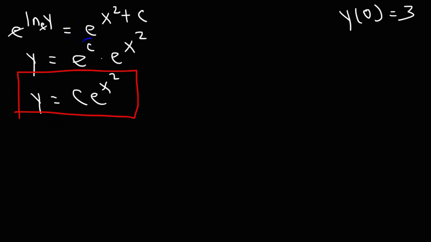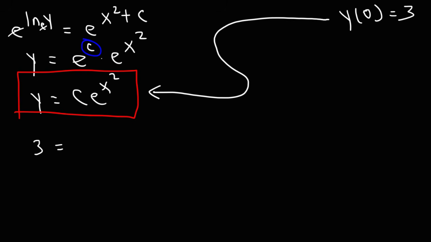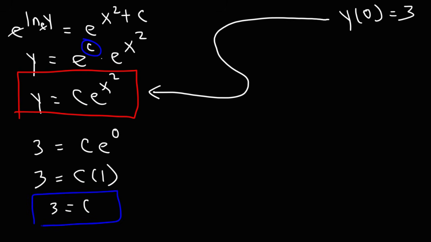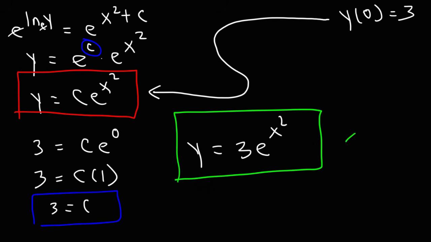Just so you know, this c is different from that c. They're not the same. So you can think of this as lowercase c and maybe that as uppercase C. Now let's plug in our initial value. y is equal to 3, x is equal to 0. Anything raised to the 0 power is 1. So therefore C is equal to 3 in this example. So the solution to the initial value problem is 3e raised to the x squared. And so that's it. So now you know how to solve the initial value problem as it relates to differential equations.